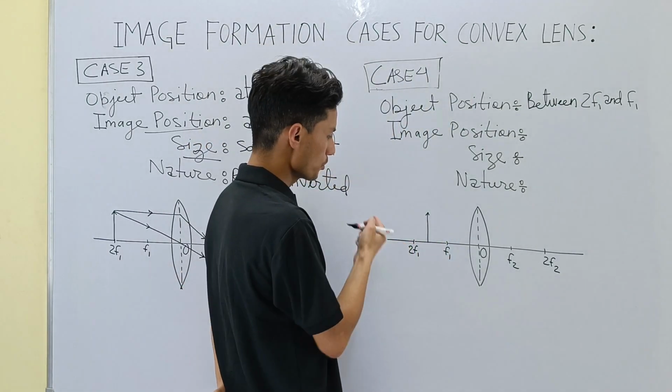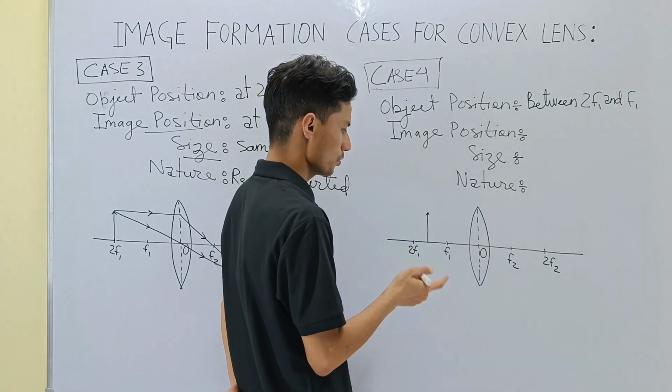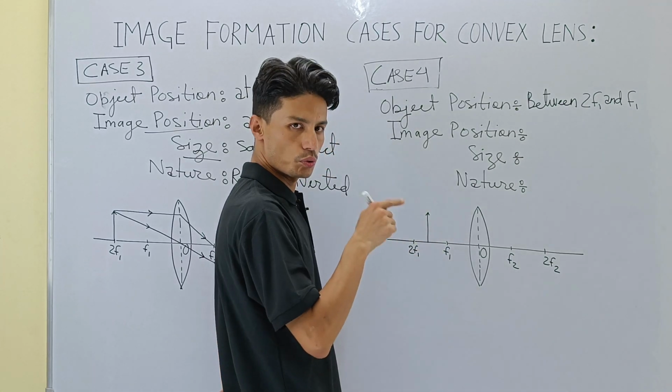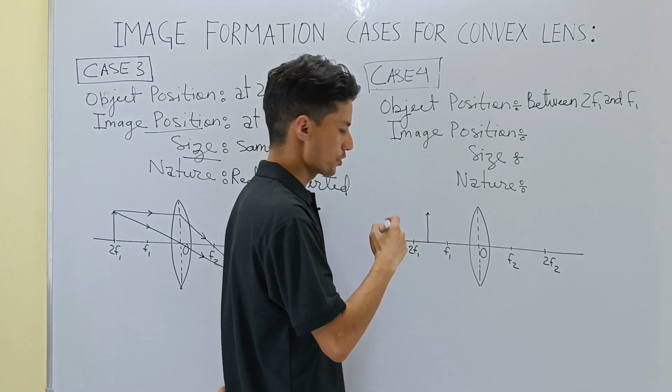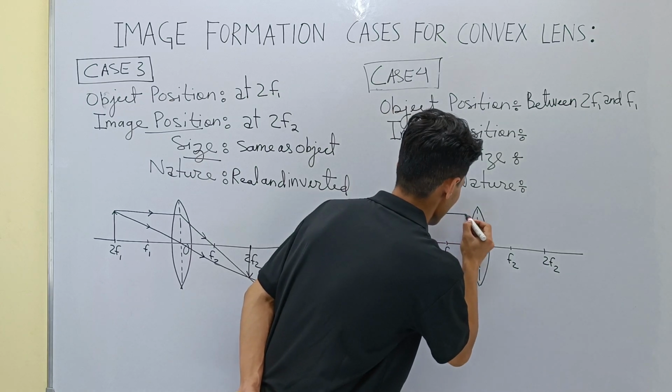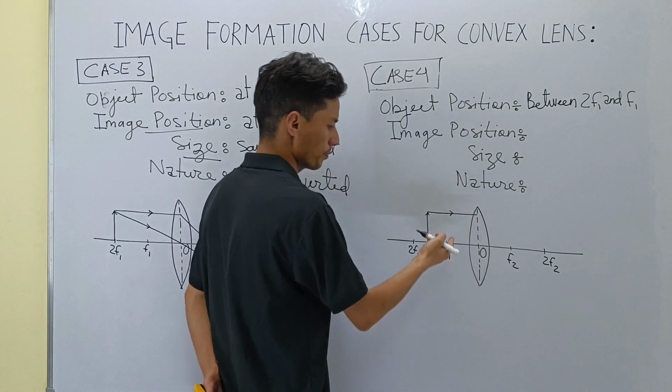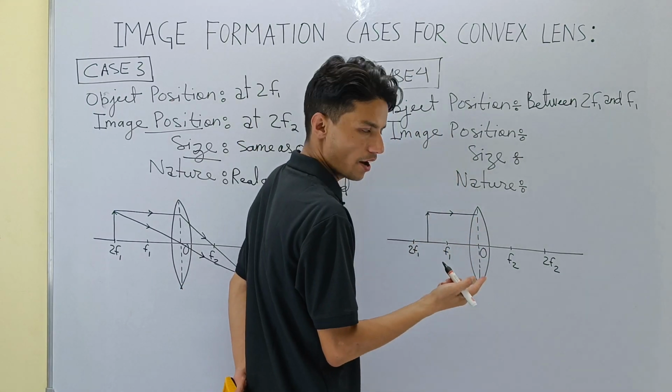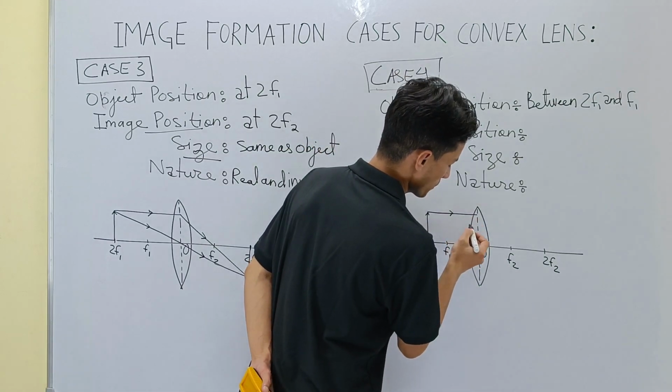Then time to do the rays. First ray, rule 1. Second ray, rule 3. So rule 1, incident ray traveling parallel to the principal axis. After refraction, it passes through f2.